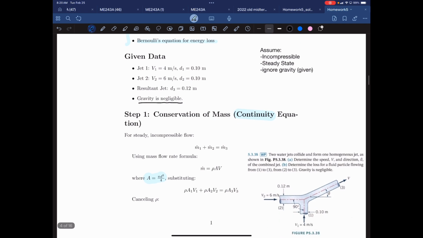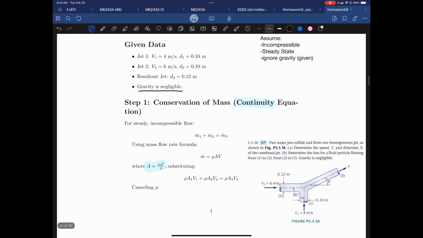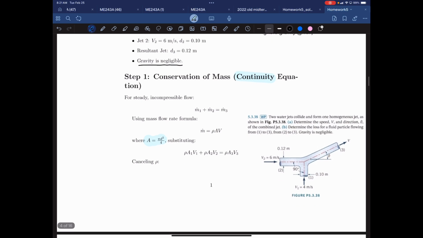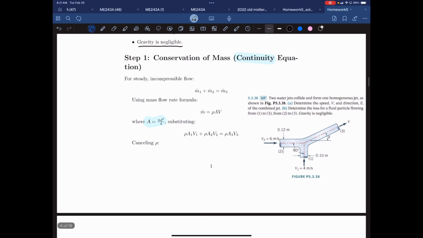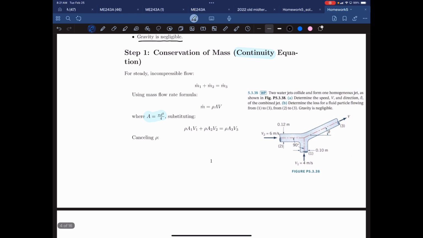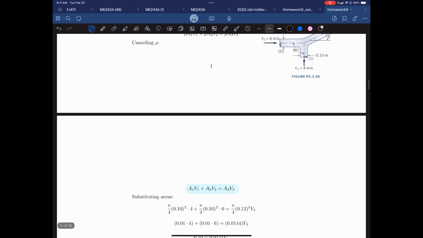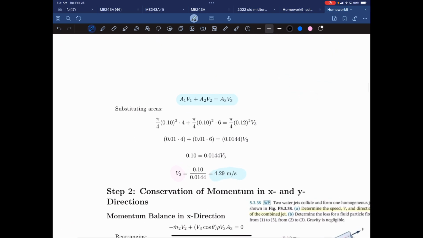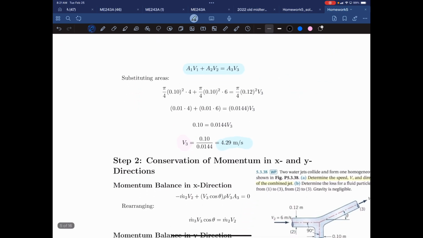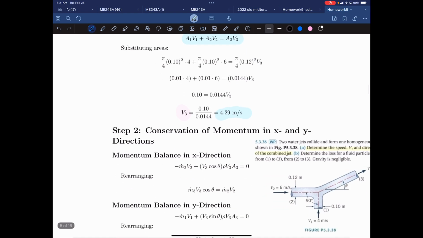So then we apply the continuity equation to find the velocity v3, because we're given v2 and v1. We're using the same cross-sectional area for all 3 points because it's the same shape throughout, just 3 different points. That allows us to cancel out rho, and then we find v3 is 4.29 meters per second. And this is problem 5.3.38 in the textbook. I'll post this after class.